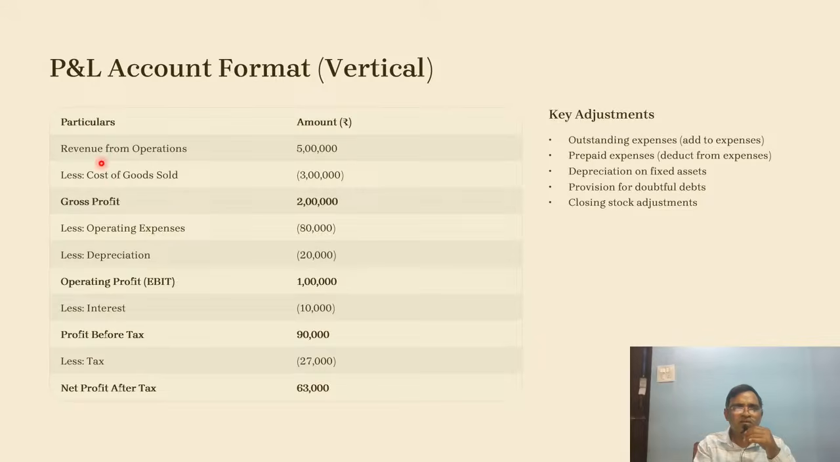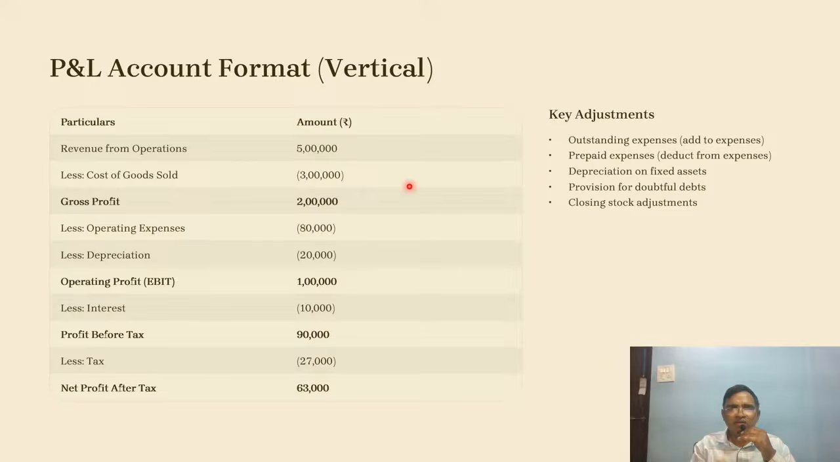In the vertical format, you have to mention particulars here. From gross profit, you deduct operating expenses and depreciation, and we get the operating profit. Then again you deduct interest to get profit before tax, then you deduct the tax. Even if you write this type of format, just make sure that you draw all the boxes. Vertical account, or else horizontal also you can make, with debit and credit particulars.